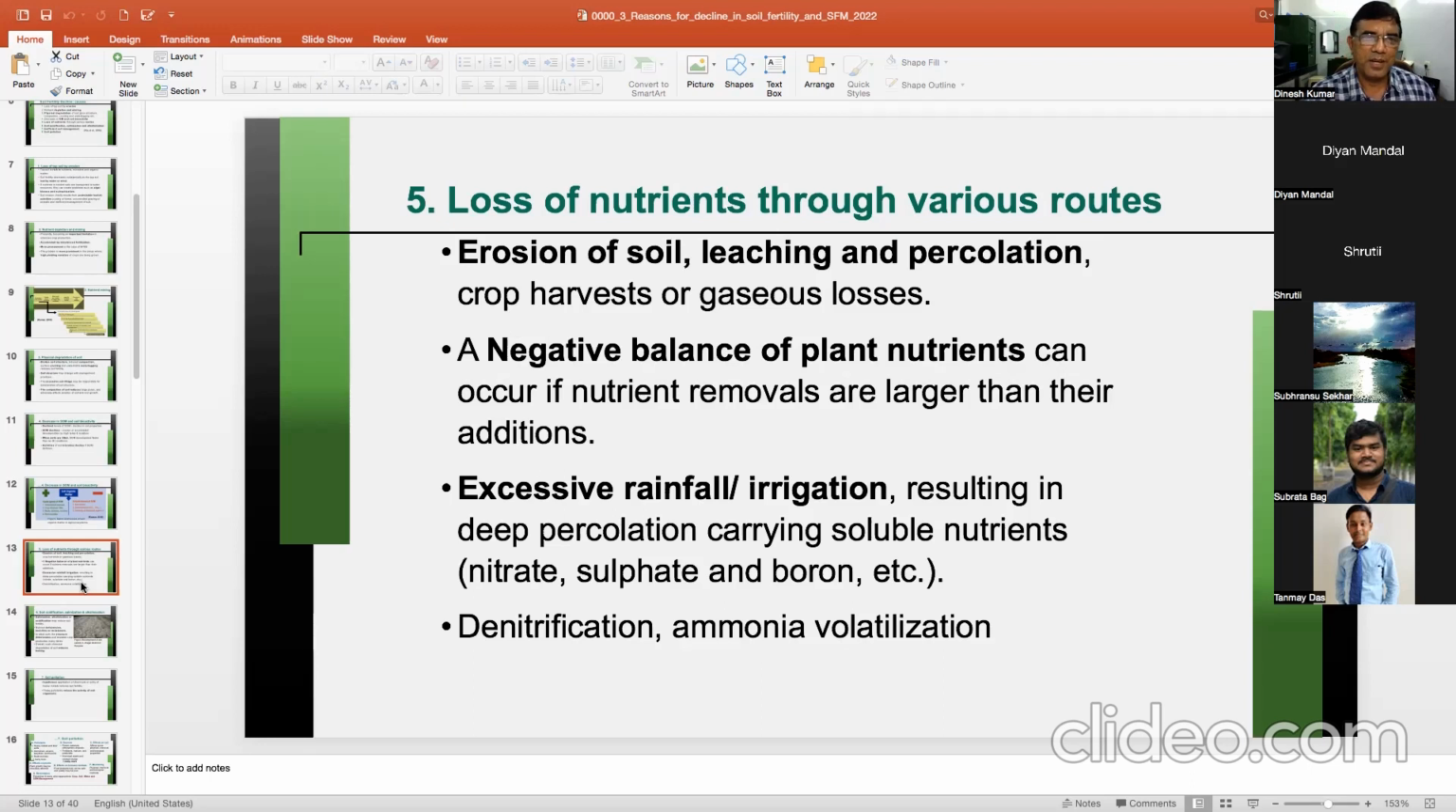And you need to study yourself under what conditions you can get ammonium leaching. So excess rainfall or irrigation may result in deep percolation, carrying soluble nutrients like sulfates, nitrate, and boron. And now you can also add ammonium.